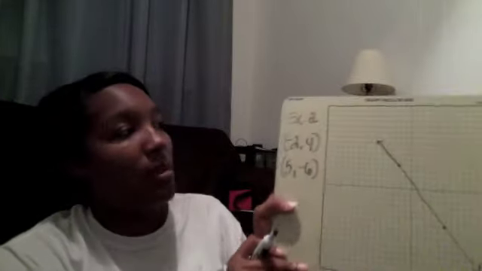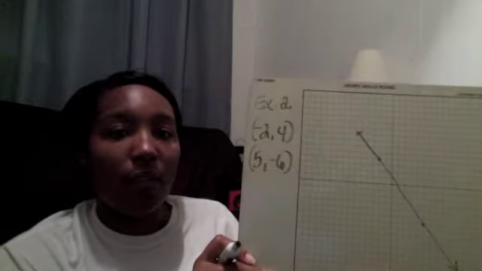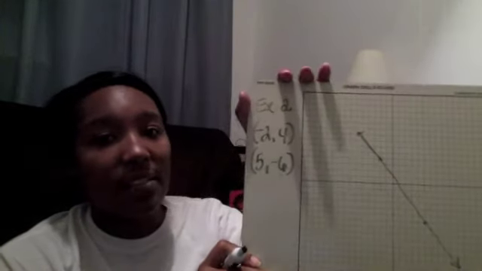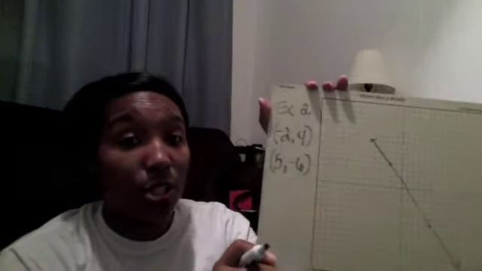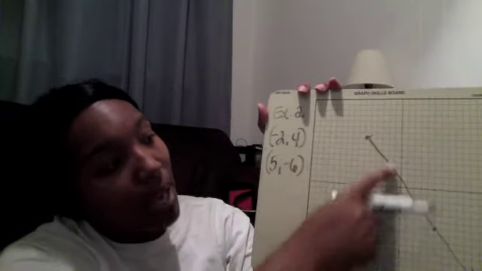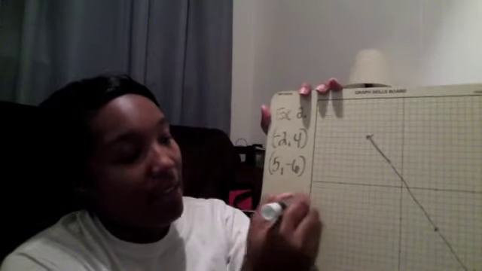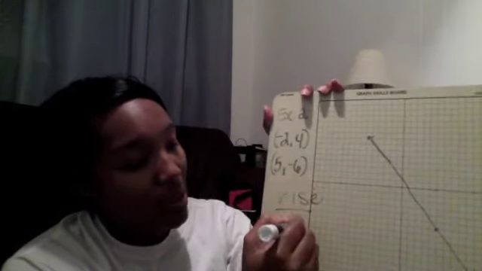So let's do another example. Okay? This example is (-2, 4) and (5, -6). Again, the first thing that I'm going to do is graph my line, plot these points, and connect the dots.